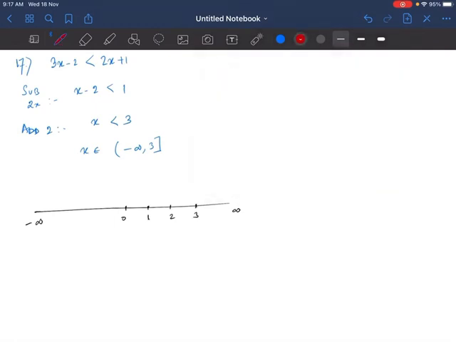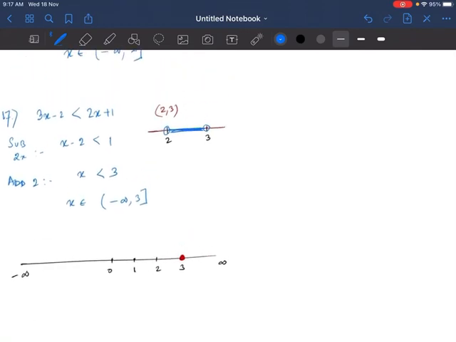Now we see a closed bracket at 3, so if it's a closed bracket, we have to fill in the circle. What do I mean by that? Suppose I have 2 to 3 with open brackets, this one will be denoted like this. Suppose this one is 2 and this one is 3, this one will be open, and this region is 2 to 3.